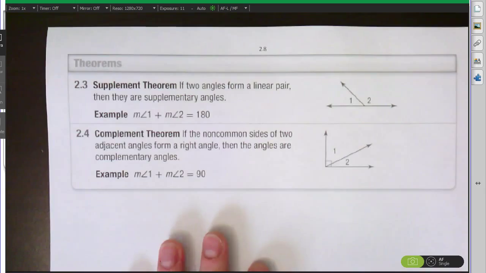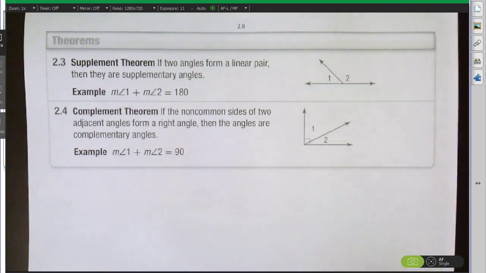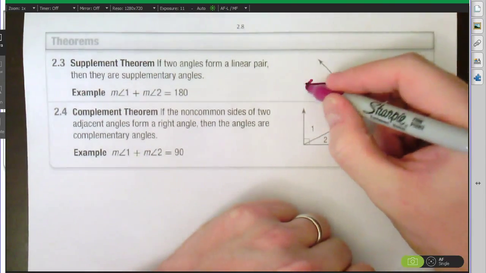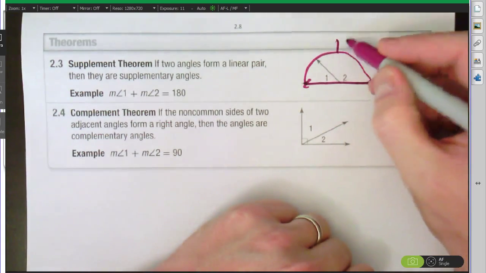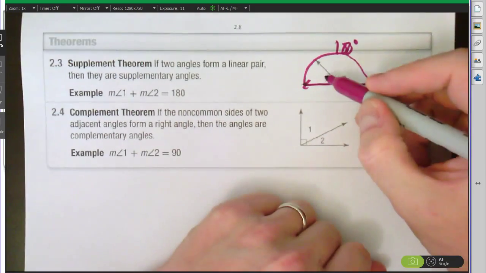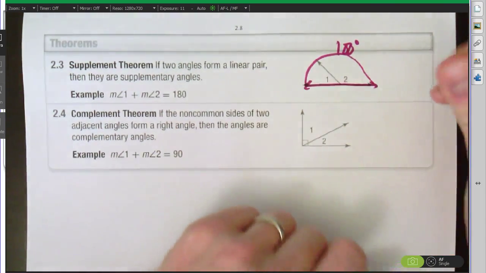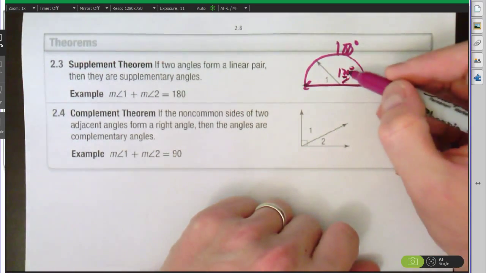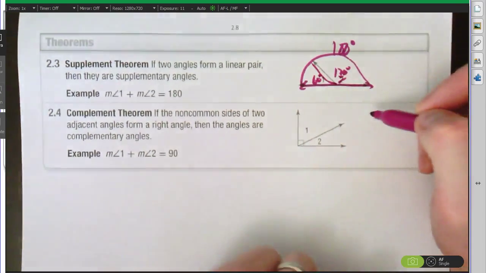So if I look at the drawing here again, hopefully this seems kind of obvious. First of all, for the supplements theorem, this angle here is a straight angle. A straight angle is 180 degrees. A line is always 180 degrees. So it should be obvious that 1 plus 2 has to be 180. But also, let's say I make up an angle measure for 2, like 120 degrees. If it's going to make up a line, the rest of it has to be 60. So yeah, if they're a linear pair, they're going to have to add to 180.